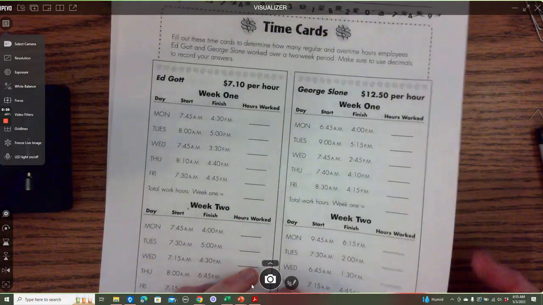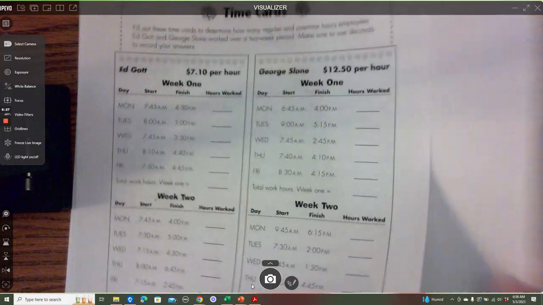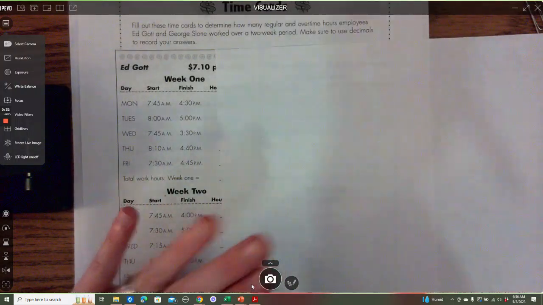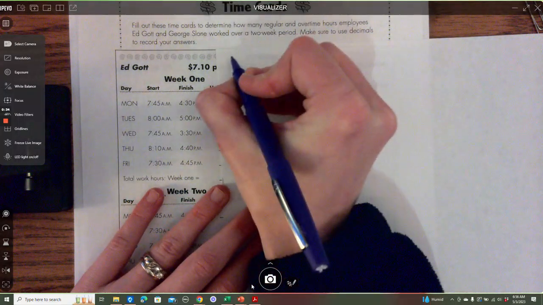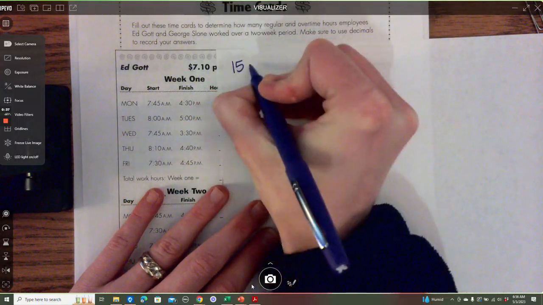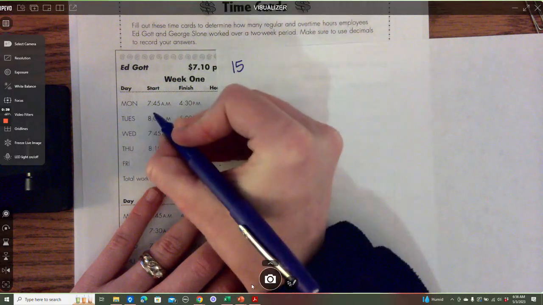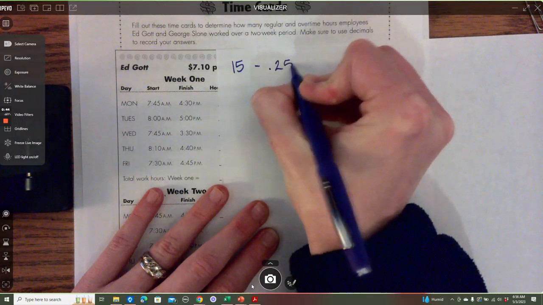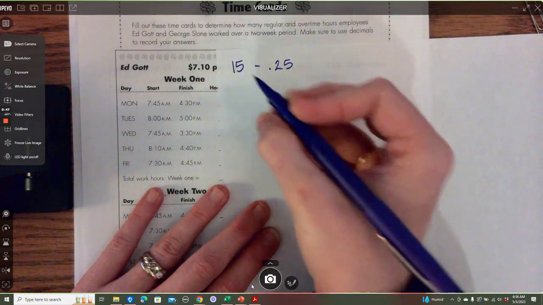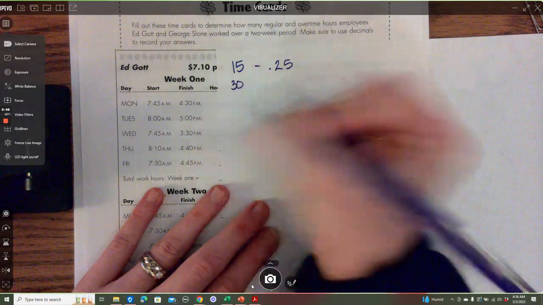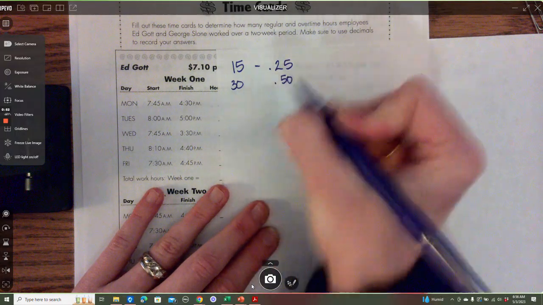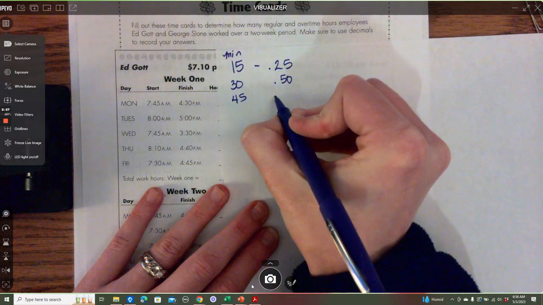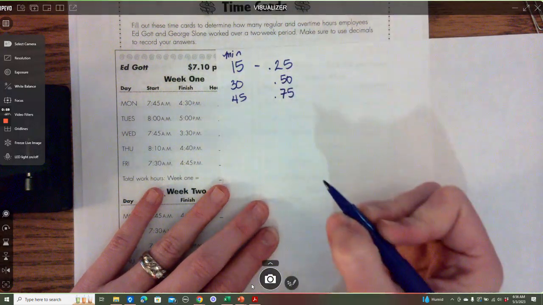The first thing we have to do is figure out how much they worked. First, it's easier to work with time if you make it decimals. Just to give you some easy ones, if it's like 7:15, that is a fourth of an hour, so you can change it to 0.25. If it's 7:30, 6:30, that's 0.5. And then 45 minutes is 3/4 of an hour, so 0.75.